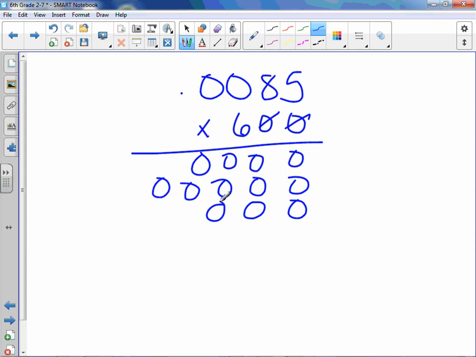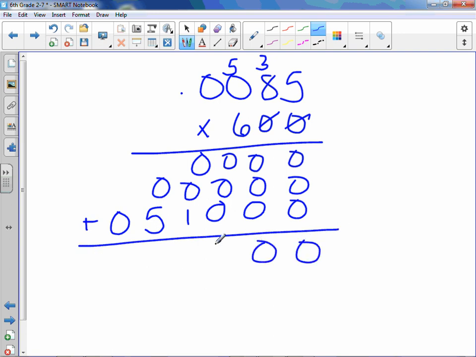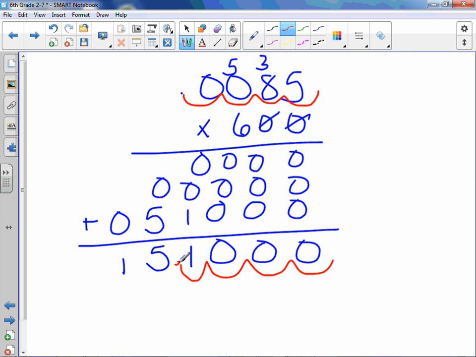6 times 5 is 30. 6 times 8 is 48. Plus 3 is 51. 6 times 0 is 0. Plus 5 is 5. And 6 times 0 is 0. We have 1, 2, 3, 4 behind. Always start at the right when you're counting. So we would have 15.1.